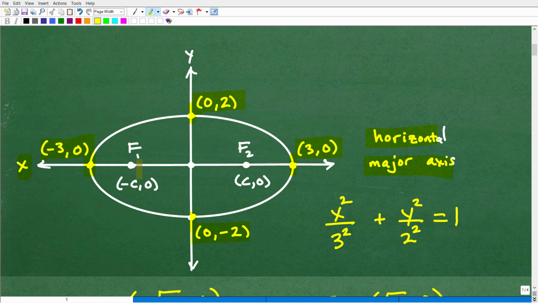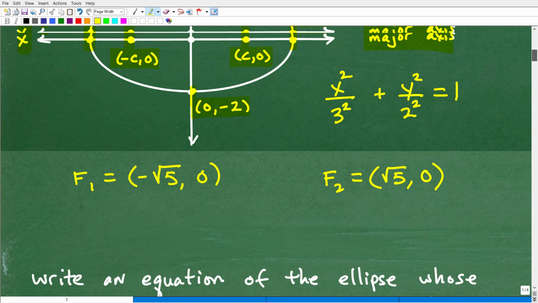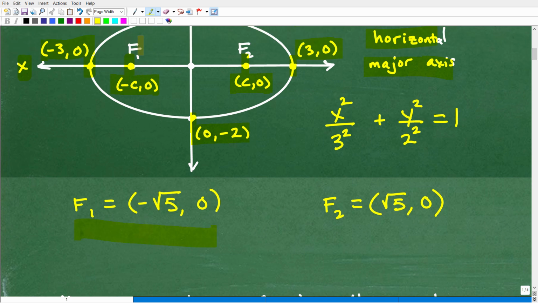And the equation, I'll show you that in a second, but the foci are inside the ellipse and they're located at these coordinates, negative c, 0 and c, 0. Here are the actual coordinates for this first focus, F1. That's negative square root of 5, 0. And then our second focus, F2, is square root of 5, 0.